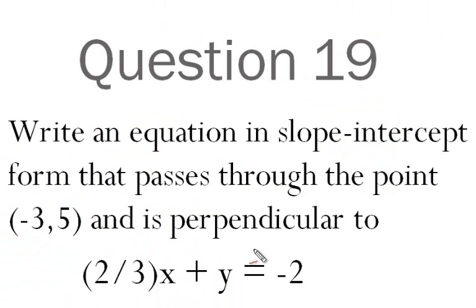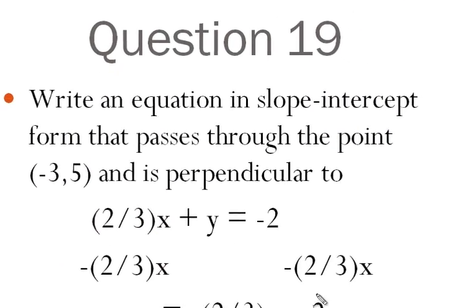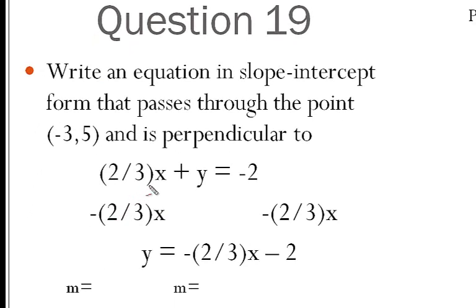Alright, question 19 wants us to write an equation in slope-intercept form that passes through the point and is perpendicular to this equation here. So I went ahead and filled in some of the work for us already. We know we're trying to get y by itself, so we're going to subtract 2/3 x from both sides. That will cancel out this term.